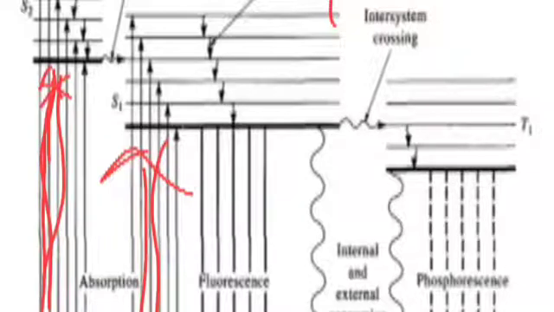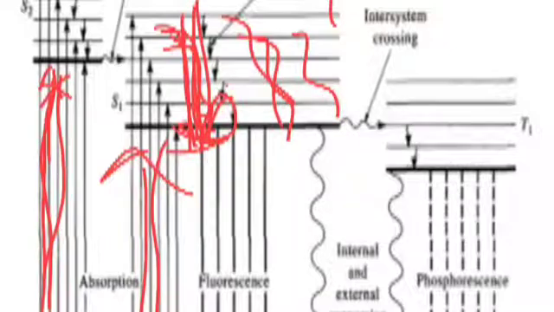Now what we consider is vibrational relaxation. Vibrational relaxation means it is levels of the singlet state. This is intersystem crossing, and from there the electron falls to the ground state, that is quenching. That is known as quenching. This is the triplet excited state. This is the singlet excited state. These two are singlet excited states.